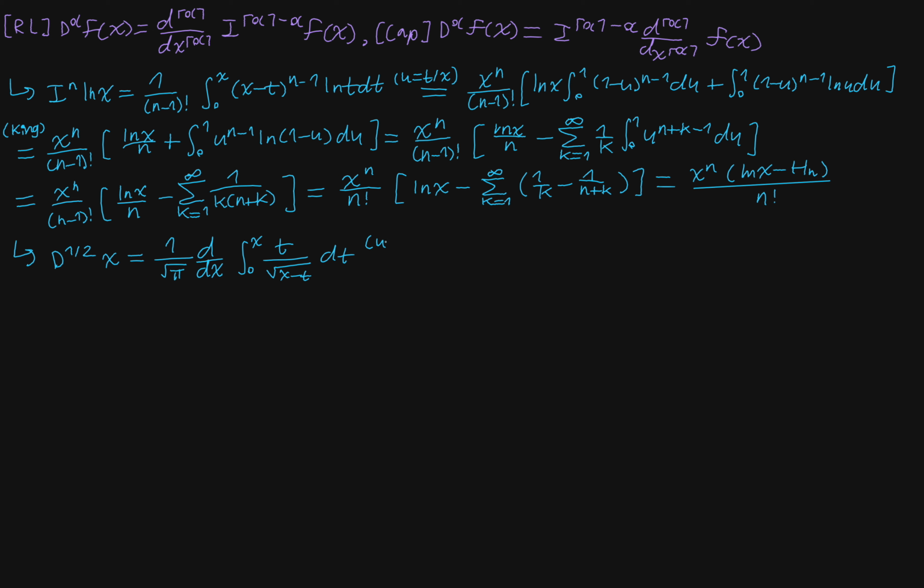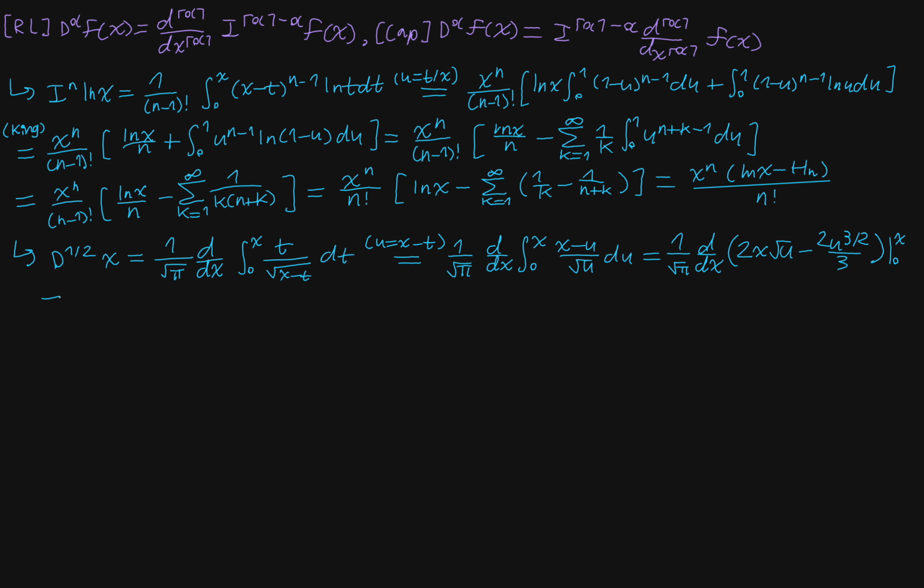Now we're going to make another substitution. u is equal to x minus t to simplify things. We're going to get 1 over root pi times d over dx of the integral from 0 to x of (x minus u) over root u du. Now this is just a simple antiderivative. We're going to get 2x times root u minus 2u to the 3 over 2 over 3. This goes from 0 to x.